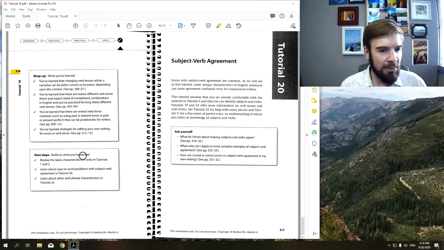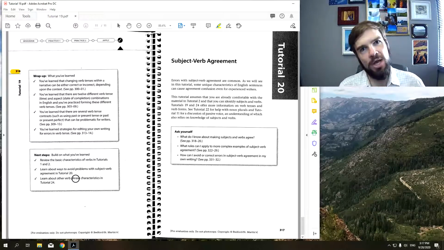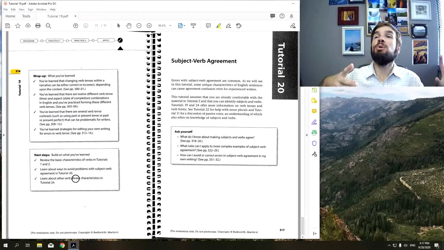So next steps, build on what you've learned if you want to keep going. You can review the basic characteristics of verbs in tutorials 1 and 2. You can learn about ways to avoid problems with subject-verb agreement in tutorial 20. And you can learn about verb phrase characteristics in tutorial 24. So you see lots of tutorials in this book are about verbs.